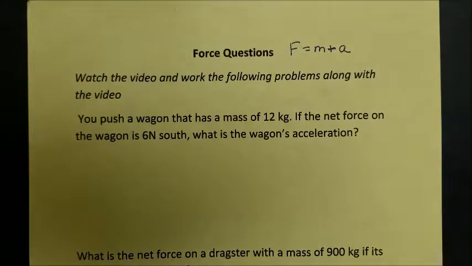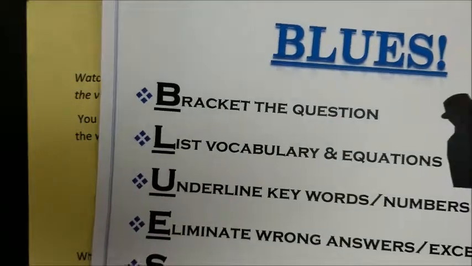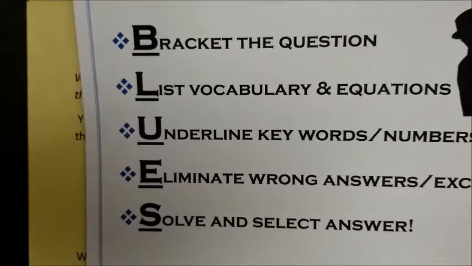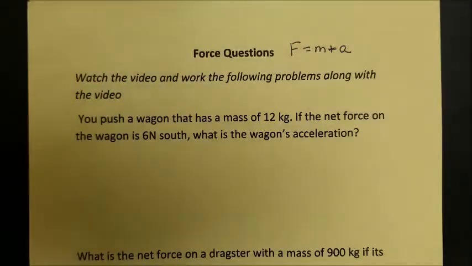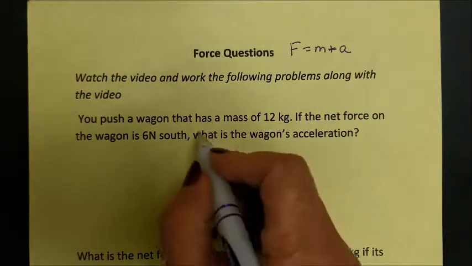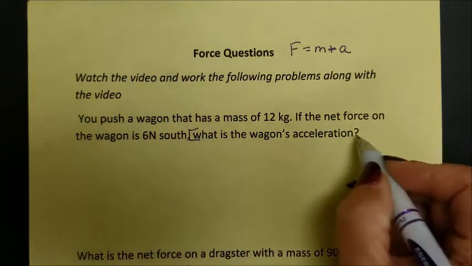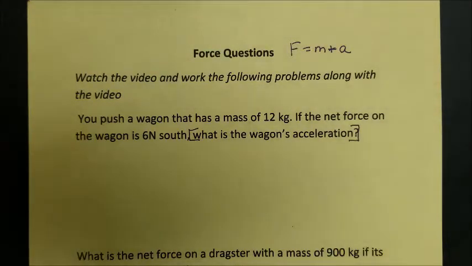We're going to use a process to solve this called BLEUS. The first thing we want to do is bracket the question. In this case, the first one says you push a wagon that has a mass of 12 kilograms. If the net force on the wagon is 6 newtons, what is the wagon's acceleration? So the question we're trying to answer is, what is the acceleration? So we're going to put brackets around the question.